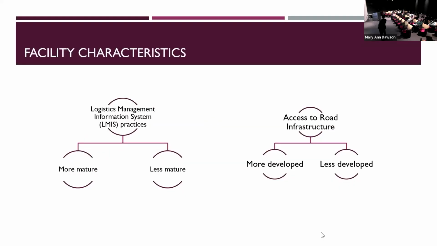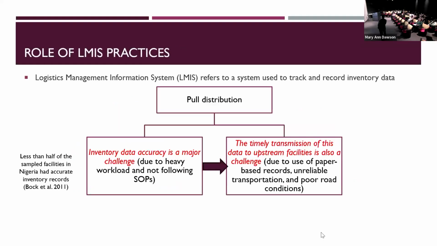Okay, so let me explain this one by one. Let's start with LMIS practices. LMIS, as I said, is basically a system used to keep track of inventory information. Think of that stock card that I showed. That's where you keep track of how much inventory you have, how much has been consumed, and how much has expired, and things like that.